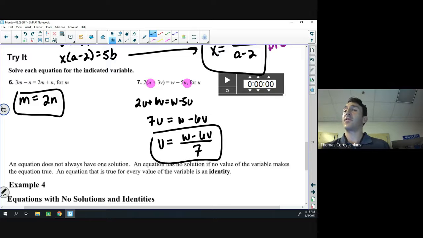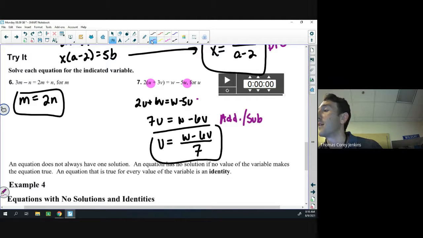So just to talk you through this. First, I distributed. The next step is I got all my u's to one side and everything else to the other side. To get from here to here, I used the addition and subtraction properties of equality. I did addition and subtraction to both sides here. And then I just divided both sides by 7.